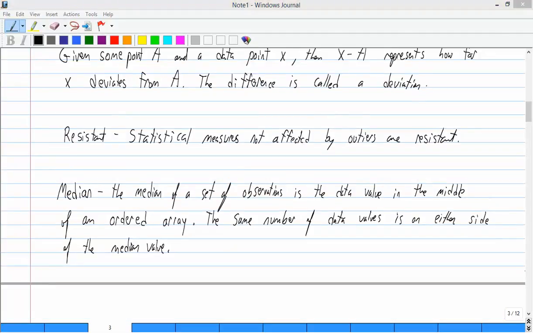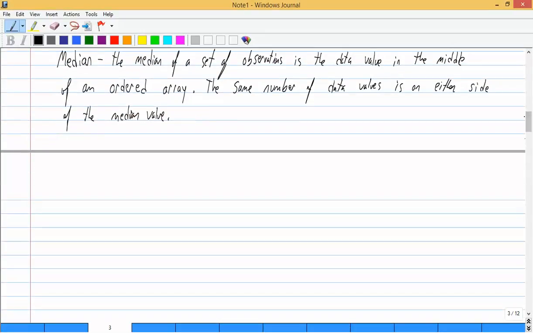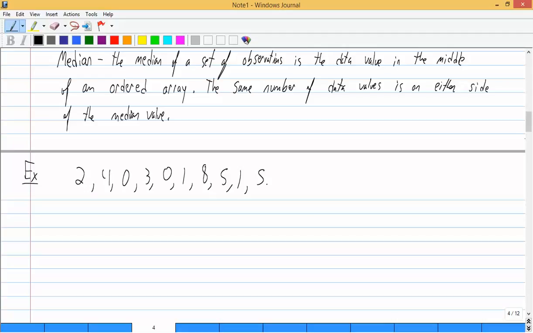Alright, so let me show you an example of what I'm talking about. So let's say that we had a data set. Here's our data set: 2, 4, 0, 3, 0, 1, 8, 5, 1, 5, 9. Alright, and we wanted to find the median of this data set. Well, we can't just start going and looking towards the middle because this data set isn't ordered yet. So we need to order this.